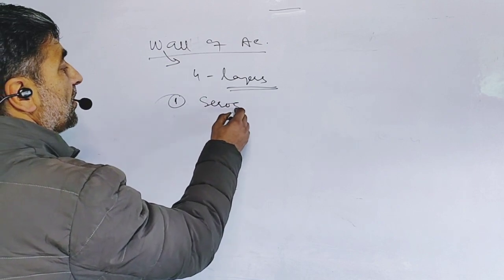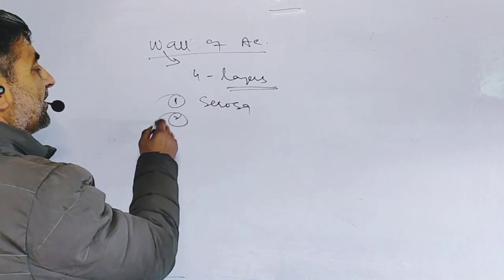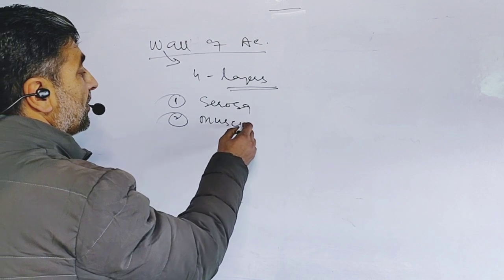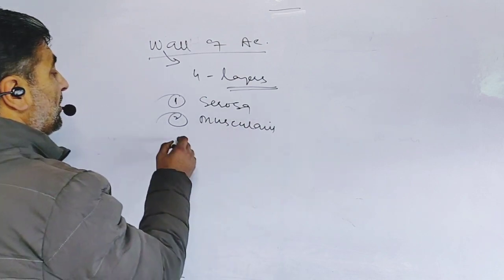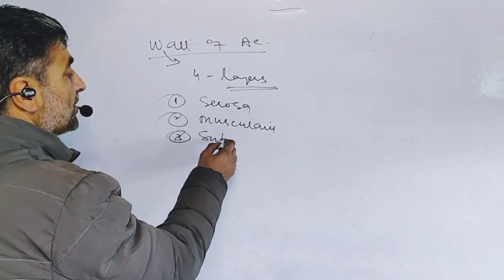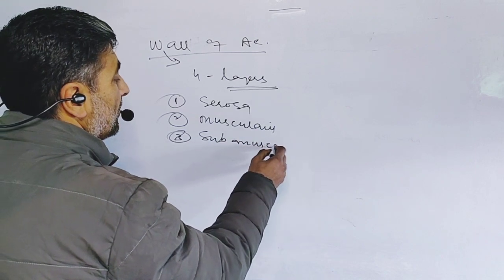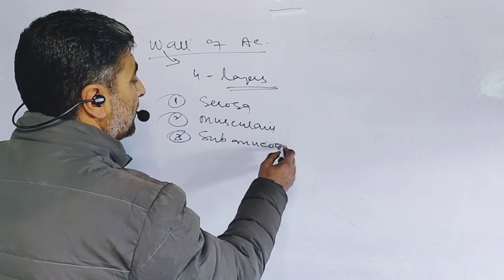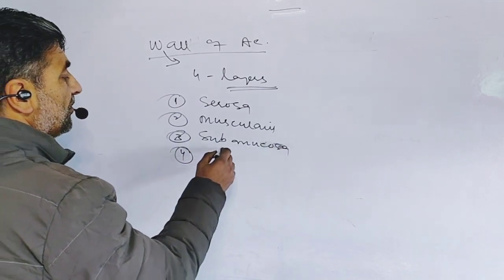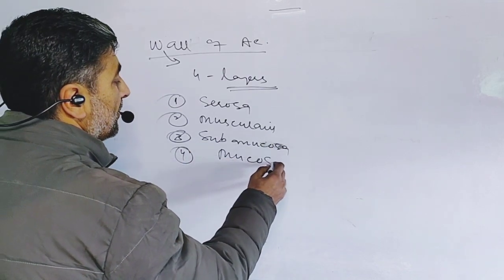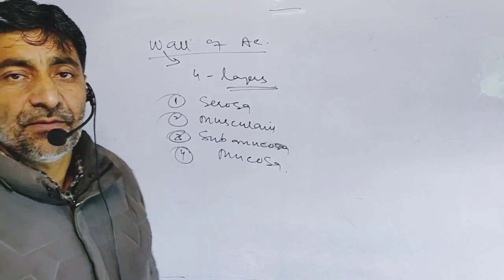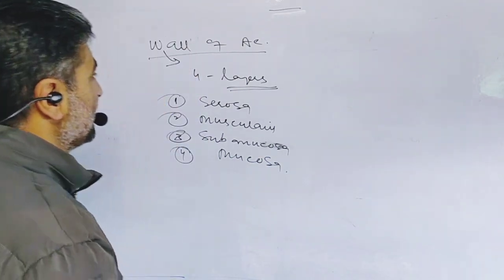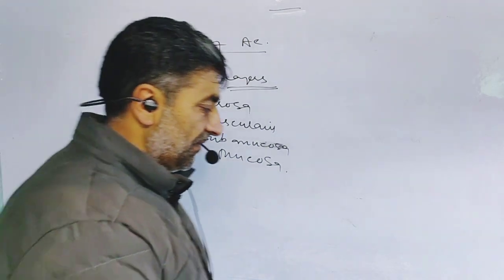Number first is serosa. Number second, muscularis. Number third, submucosa. And number fourth, mucosa. These are the four layers of alimentary canal. Let us take these one by one. Okay.